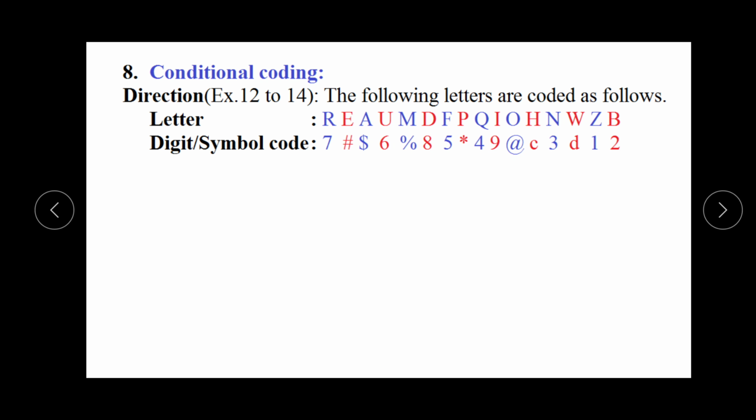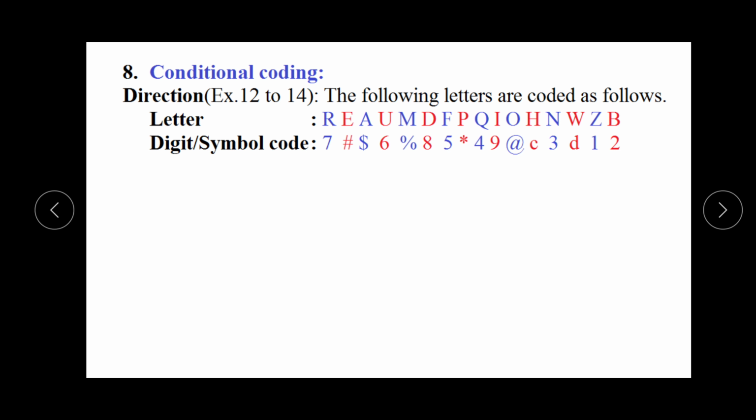The last type of coding decoding is conditional coding. It means when we solve the questions for coding decoding, the conditions will be given for us. We can see in this question that these are the letters and these are the digit symbol codes. It means these are the codes for the letters R, E, A, U. We can see clearly that the code for R is 7, for E is hash, for A is dollar, for U is 6. Like this, these codes are given.